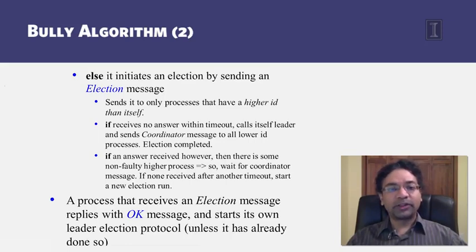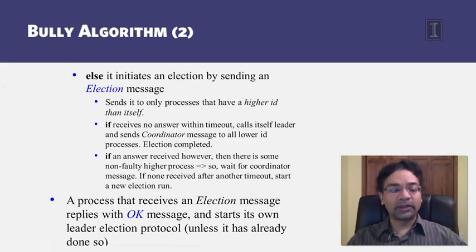What does the process do when it receives an election message? Now, remember that an election message is always received from a lower ID process. When an election message is received from a lower ID process, essentially the lower ID process is saying, hey, the leader has crashed. Here's a new election run being started. Should I be the new leader? And you need to bully the lower ID process into not becoming the leader by sending it an OK message. An OK message would suppress the lower ID initiator, and it would make it wait for you.